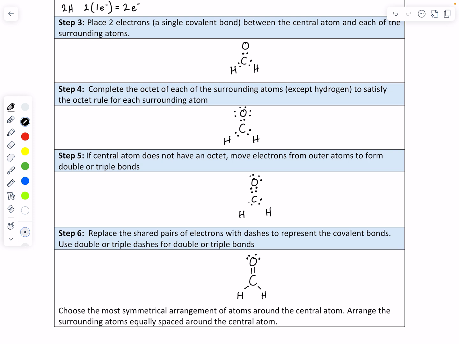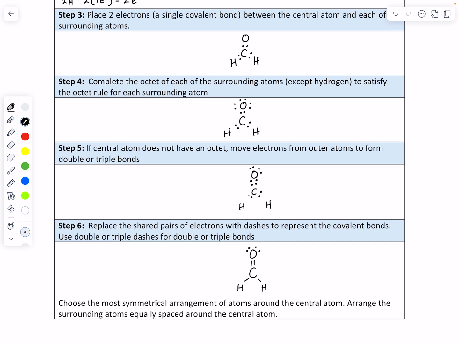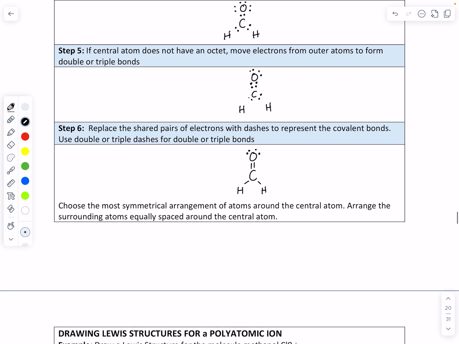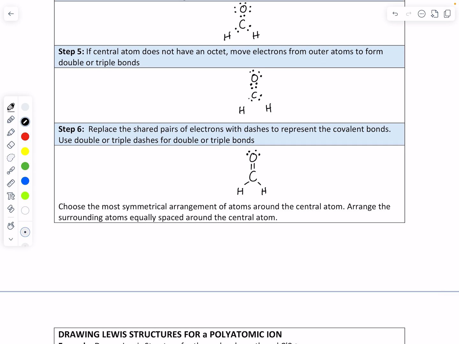This is the most symmetrical arrangement of the atoms around the central atom. And we've spaced them so that they are equally spaced around the atom. Now we can redraw this without the lone pairs. And this is our Lewis diagram for methanol.